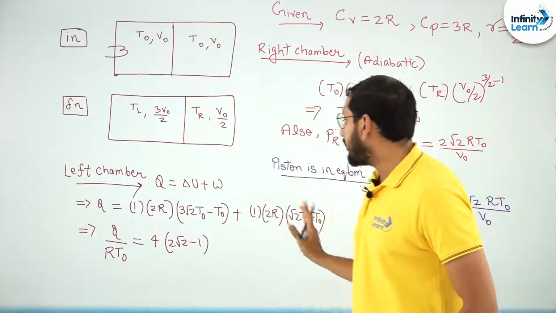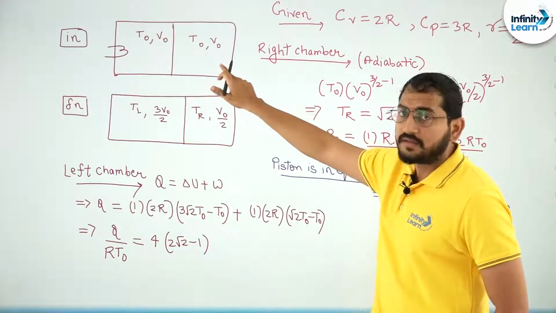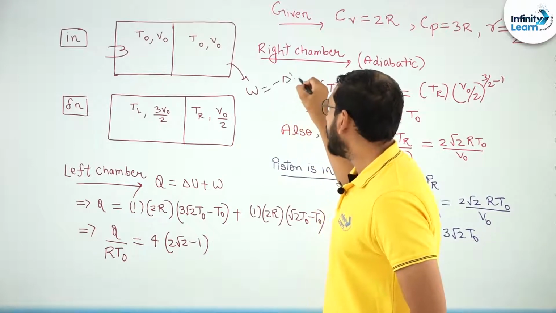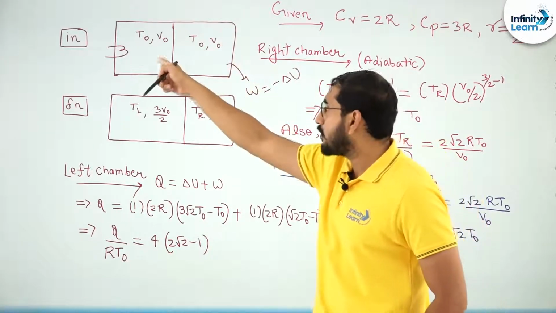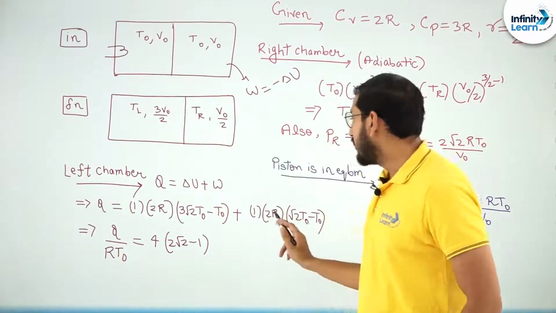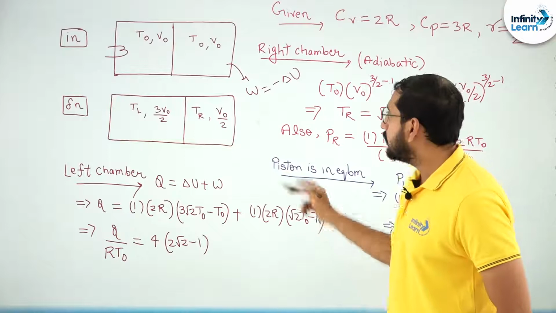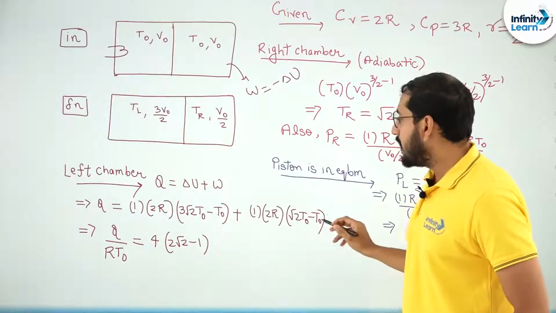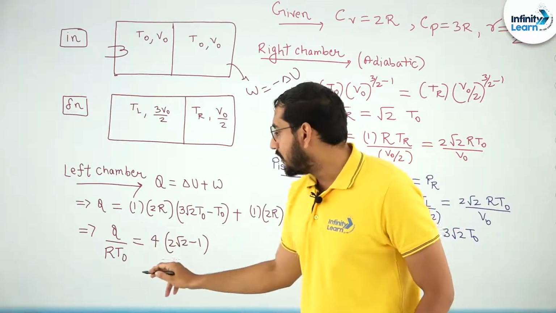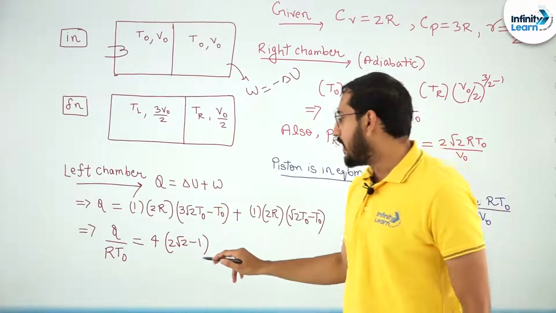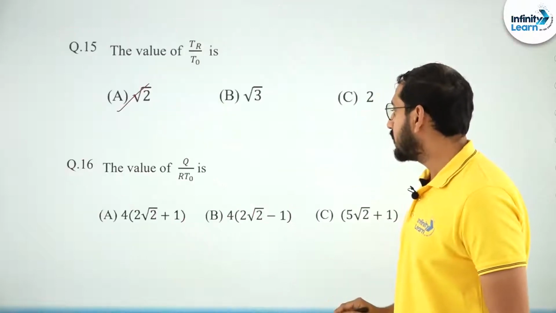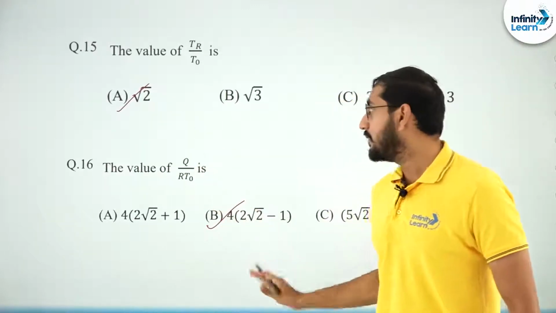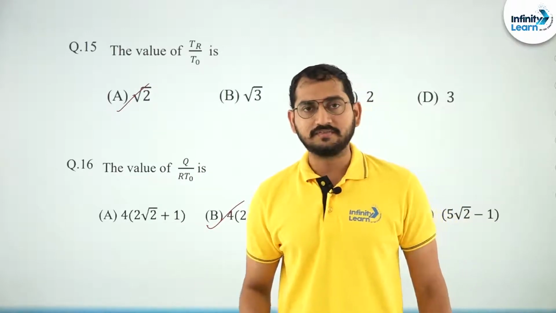Now here the work done. We know that an adiabatic process is happening over here. So for this adiabatic process, I can write W as negative of delta U for this chamber, but that will become a positive work for this particular left chamber, right? So it can be written as nCV delta T for this temperature difference of the left chamber. After placing the values, I will calculate the ratio of Q and RT0, that will come out to be this expression. If I check with the options for question number 16, option B will be the correct answer. So option A and option B are the correct answers for this whole passage.